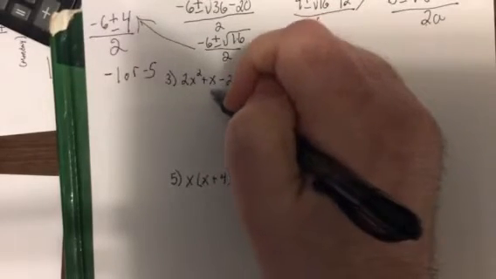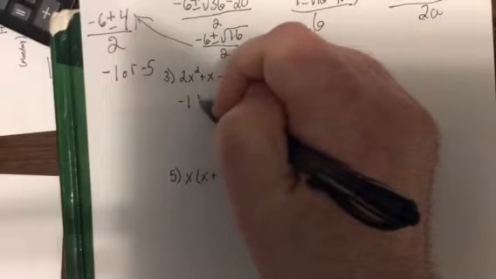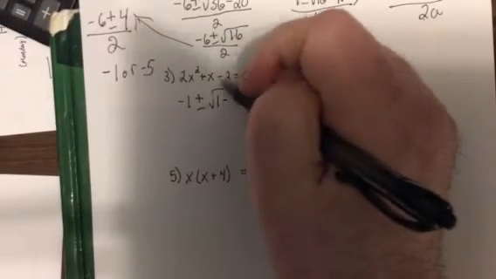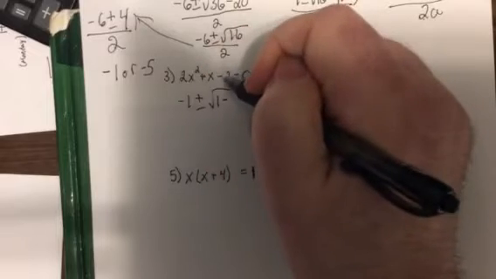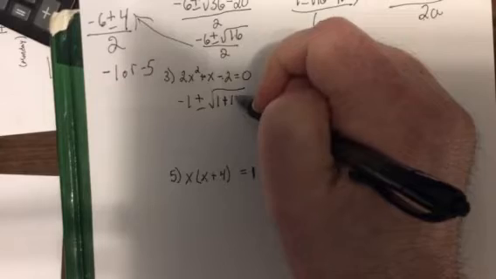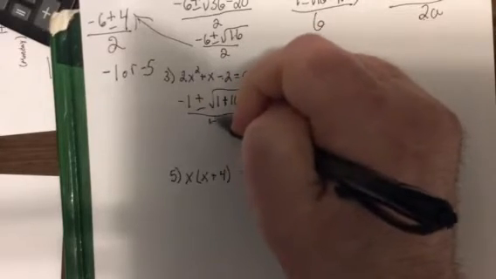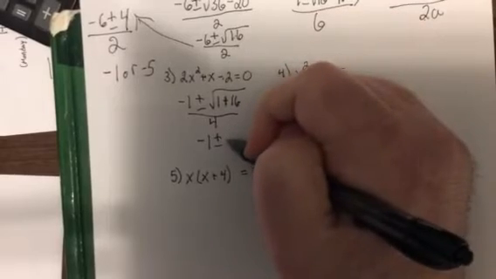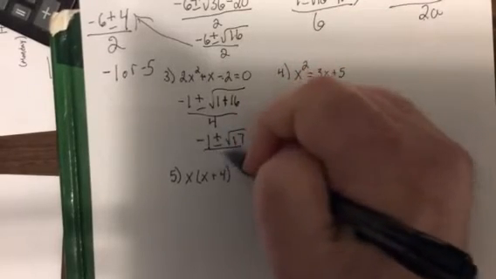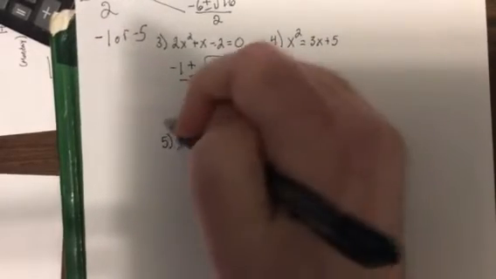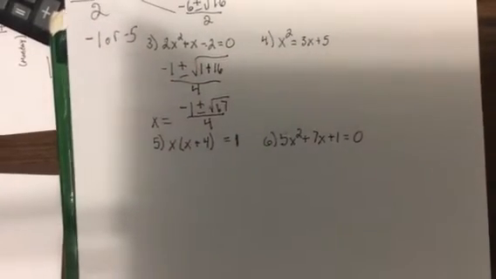The opposite of b, so that'd be negative 1 plus or minus the square root. b squared would be 1, minus 4 times 2 times negative 2, which would be minus negative 16. So that'd be plus 16, all over 4. So it's negative 1 plus or minus the square root of 17, over 4. And you can't do anything with the square root of 17. Now, technically, we should put x equals, but hey.